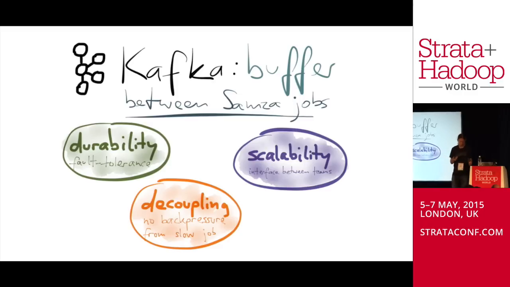This has some really nice properties. One is that Kafka is durable. It writes everything to disk. It tries very, very hard not to lose any messages. So you get some very nice fault tolerance properties here: if one job dies or has some problem, the data is still there. You can take your time to bring it back up again, and it can then just continue from where it left off when it died.